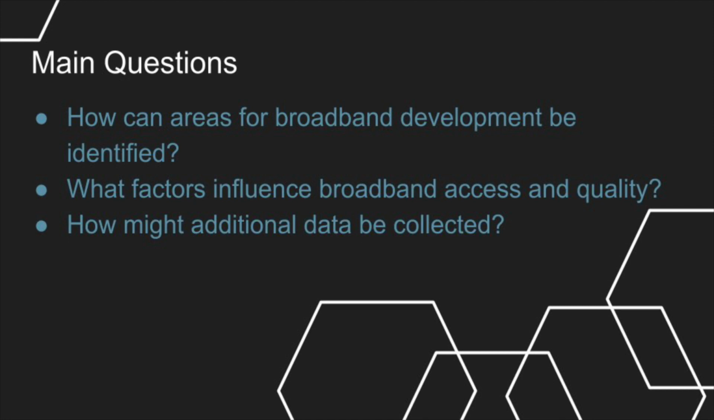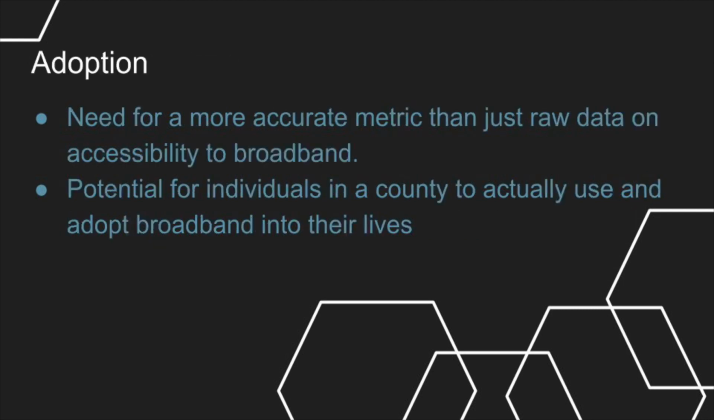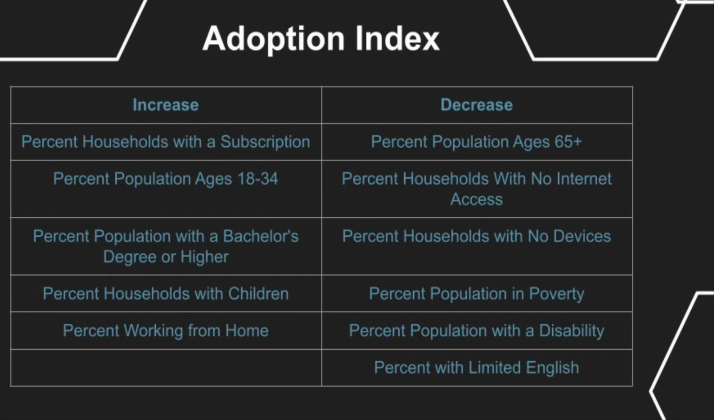We identified a metric to quantify the development of a county called adoption. What does adoption mean? We defined adoption as the index of potential for individuals in a county to actually use and adopt broadband into their lives. This metric is based on data from households with demographics inhibited from broadband access, such as elderly, no internet access, no computing access, impoverished, disabled, or limited English households.